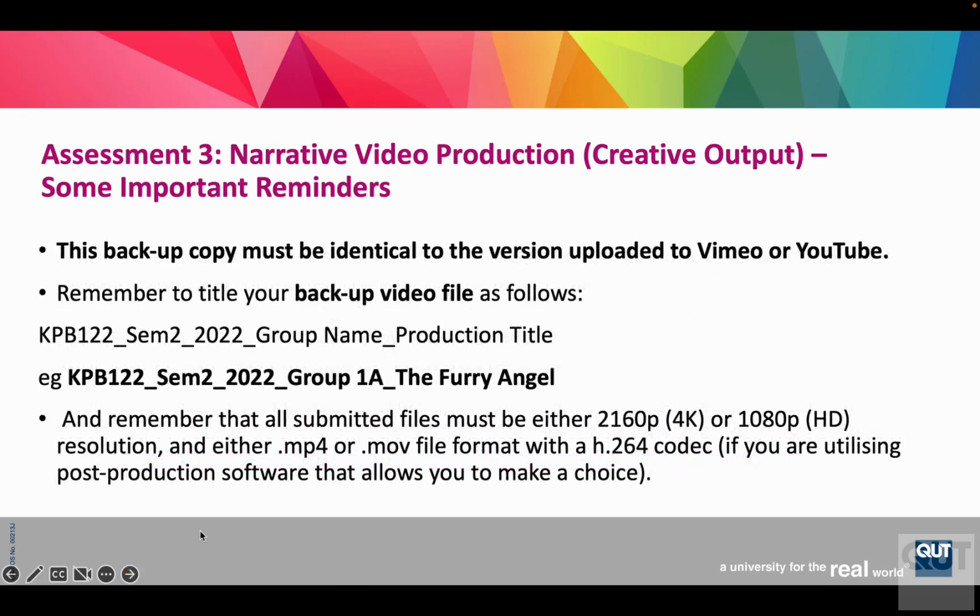Okay, so there again is a reminder about the naming convention of that backup file in the same way that you've named it as you've outputted it from the software. No need to change it. Keep that naming convention the same. It's just you will then drag and submit that backup copy into that OneDrive submission folder. And again, a reminder about the resolution and file format options along with the codec.